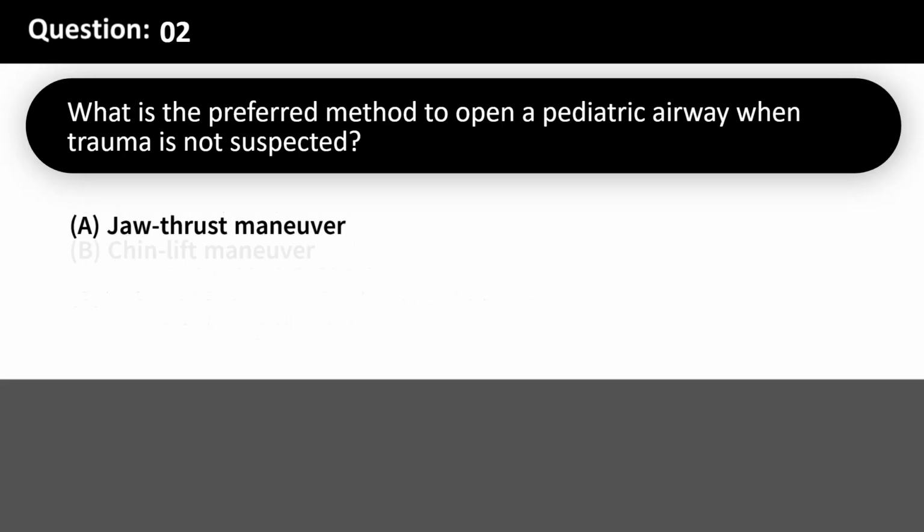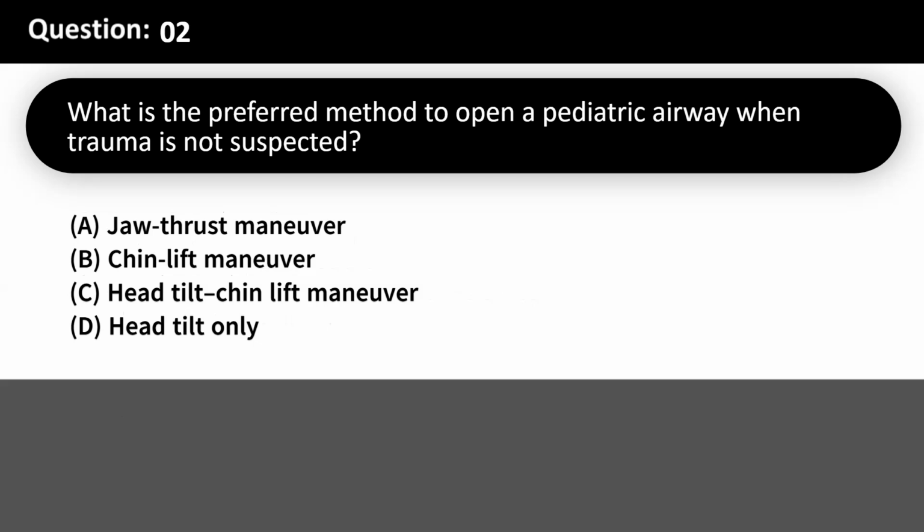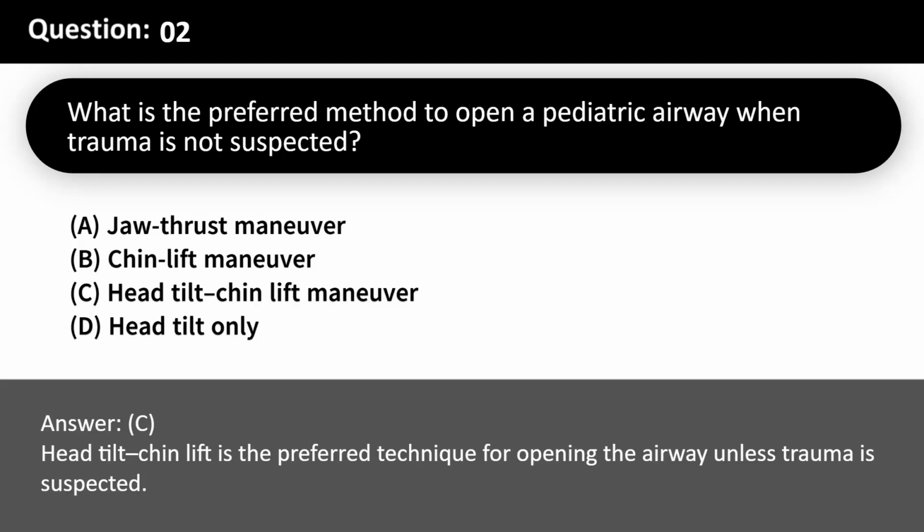What is the preferred method to open a pediatric airway when trauma is not suspected? A. Jaw thrust maneuver. B. Chin lift maneuver. C. Head tilt, chin lift maneuver. D. Head tilt only. Answer: C. Head tilt, chin lift is the preferred technique for opening the airway unless trauma is suspected.